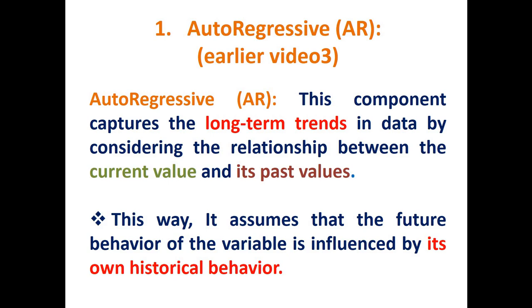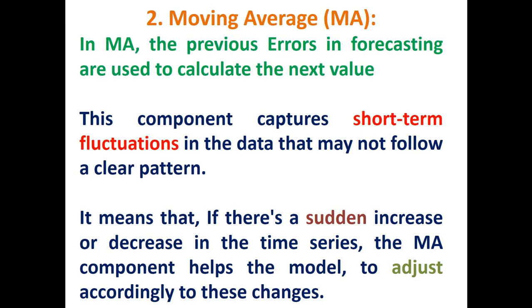AR is called auto-regressive, and this component captures long-term trends in data by considering the relationship between the current value and the past values. In this way, it assumes that the future behavior of the variable is influenced by its own historical behavior. Now, the second part, that is moving average, MA, here the errors are considered for forecasting. This component captures short-term fluctuations in the data that may not follow a clear pattern. That is where moving average comes in the picture. It means that if there is a sudden increase or decrease in the time series, the MA component helps the model to adjust accordingly to these changes.